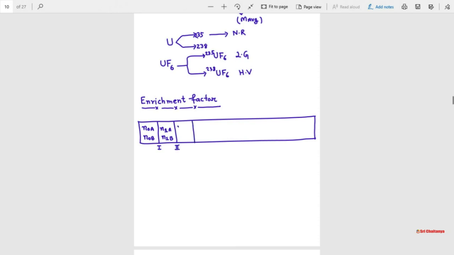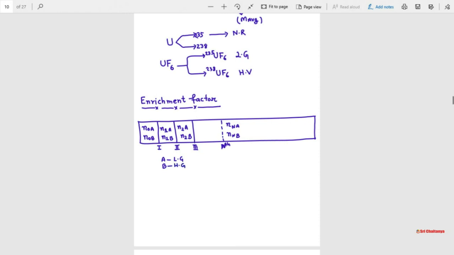Again we repeat the same thing. After the second step of diffusion, in the third container we will get N2A and N2B, right? Same way, the third step. After the nth step, you can write the number of moles. Let me write it with capital N: number of moles will be capital N of A and capital N of B. Suppose A is the lighter gas and B is the heavier gas.